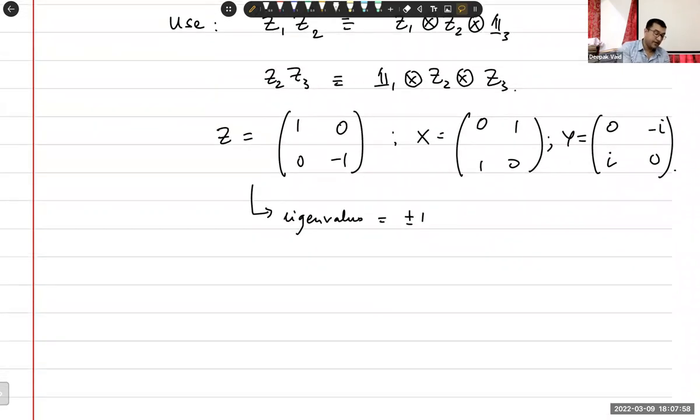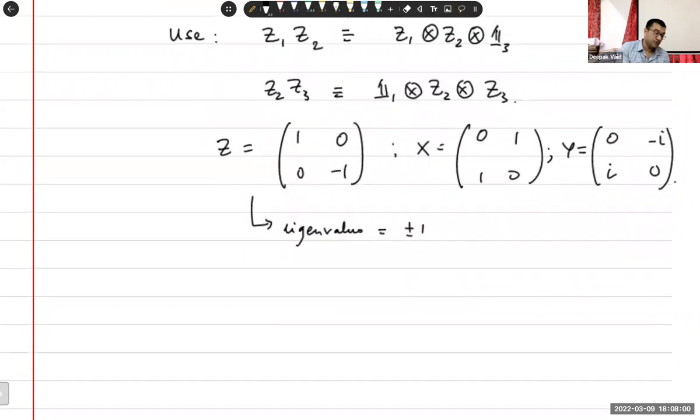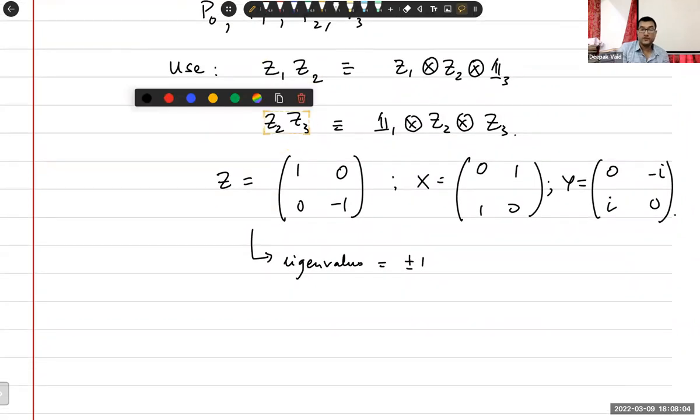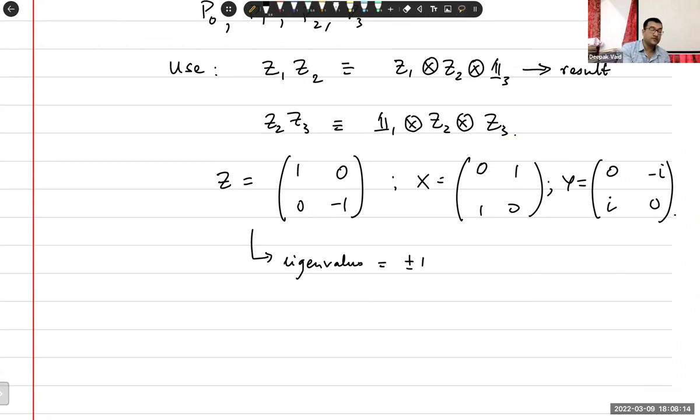So let's say that we use two of these observables. We use Z1, Z2, and then we use Z2, Z3, and we perform a measurement of both of these. So this gives us as a result, if we perform a measurement, +1. This gives us an eigenvalue, +1. So each one of these is giving us a single bit of information.